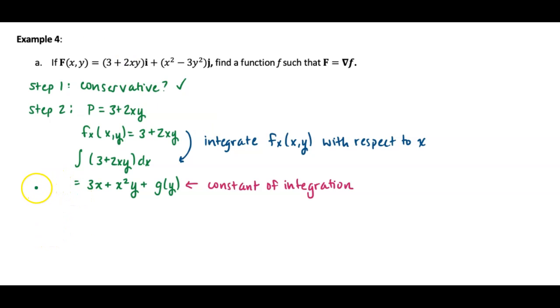And so because this is the original function, taking the integral of a derivative brings us to the original function. Well, now I can solve for this constant of integration by taking the partial derivative with respect to y. The partial with respect to y is just going to be 0 plus x squared, plus, because this is a function of y, I can write this as g prime of y. Now remembering that q is equal to x squared minus 3y squared.